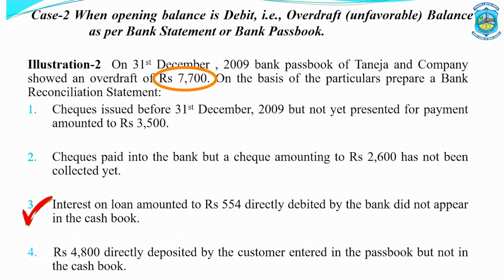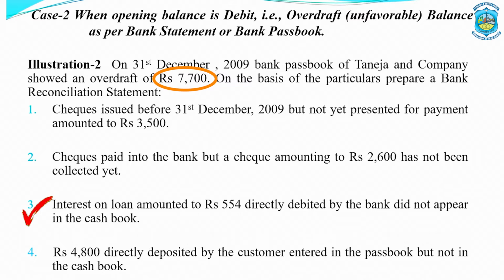Then the third point is interest on loan amounted to rupees 554 directly debited by the bank did not appear in the cash book. Interest on loan 554 directly debited. It means the bank is going to deduct this 554 rupees directly from our passbook because we must have borrowed some amount as a loan from the bank. So definitely the bank will charge 554 rupees worth of interest. But this interest has been debited directly from our passbook, but this information has not been sent so far.